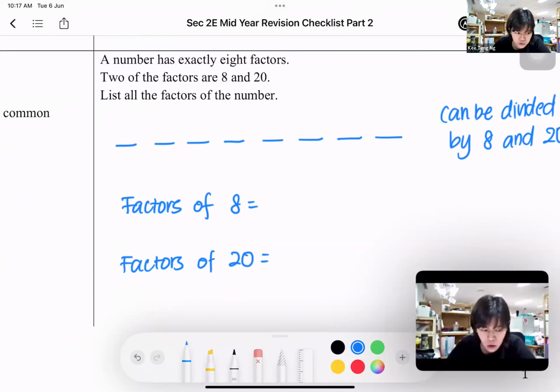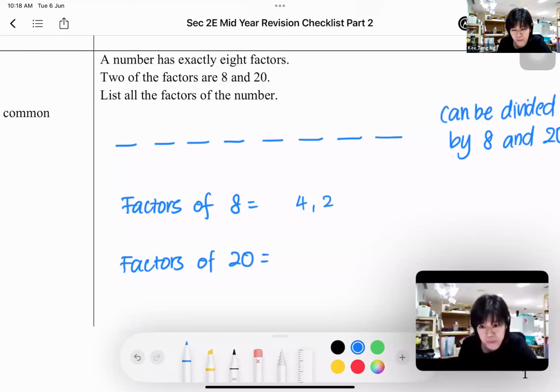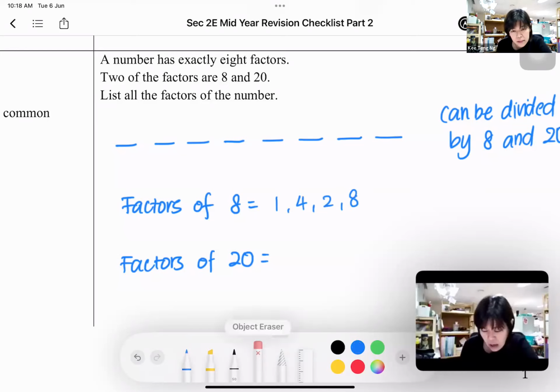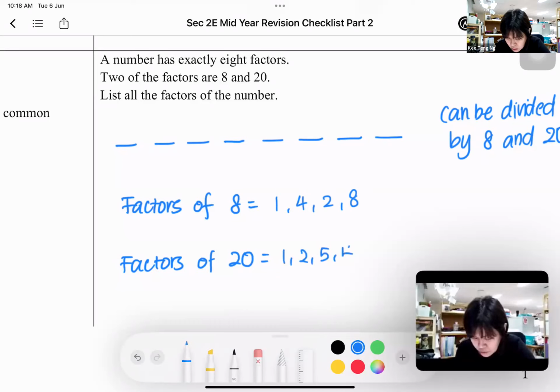Okay, what are the factors of 8? Anyone? Maybe I'll call Junze. What are the factors of 8? 4, 2. 4, 2 only? 8 and 1. Yeah, correct. So I shall begin. Then next one, what are the factors of 20? Brian. 1, 2, and 5, and 4. 1, 2, 5, 4. Any more?